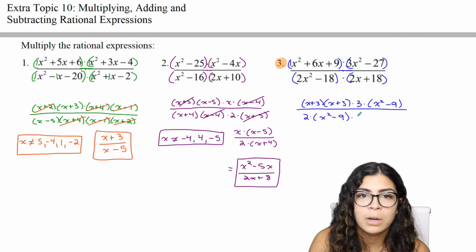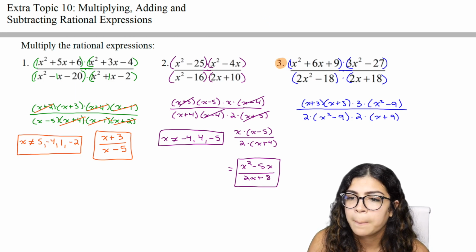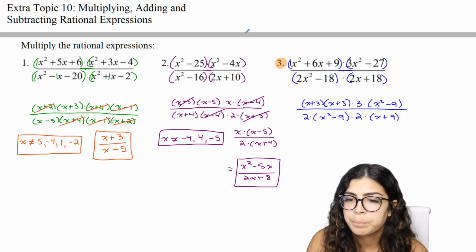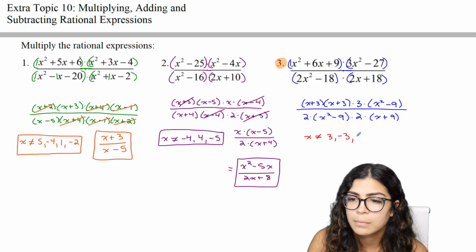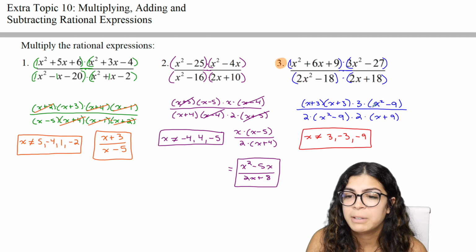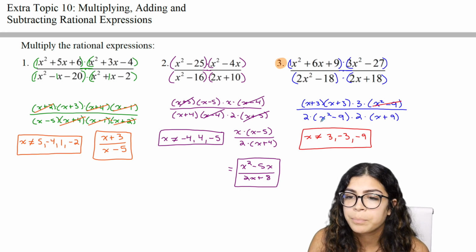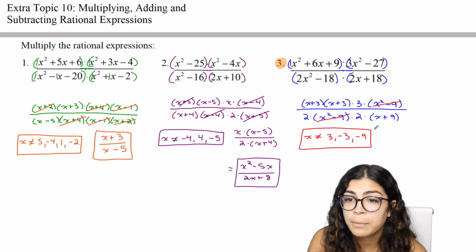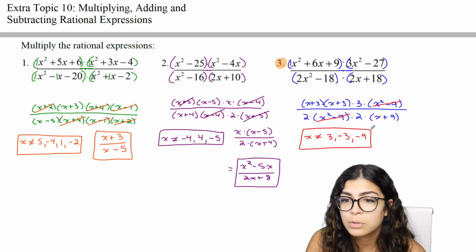So let's go ahead and write our excluded values, right? So x cannot be positive 3 or negative 3 because of this factor, and x cannot be negative 9. From there, I can cancel out the common factor of x squared minus 9, and that's it. So in the numerator, we have this trinomial times 3.